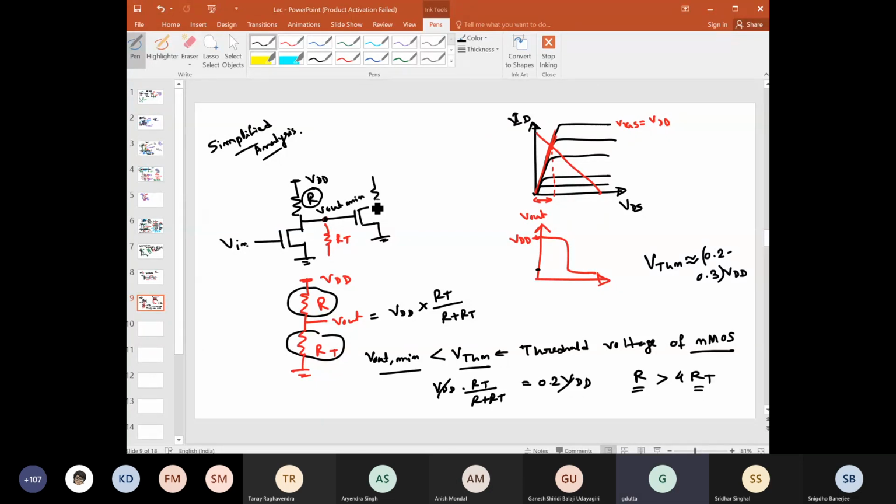Okay. So I think we will take a small break here for 2-3 minutes, and we'll come back after that and start more analysis on this particular inverter, with an NMOS inverter with resistive load. Okay, so I'll stop recording this part. Second part we'll start a fresh recording.